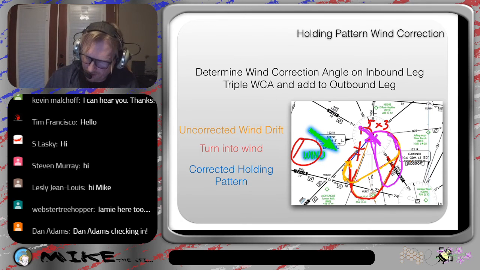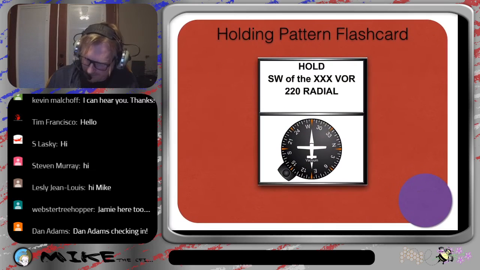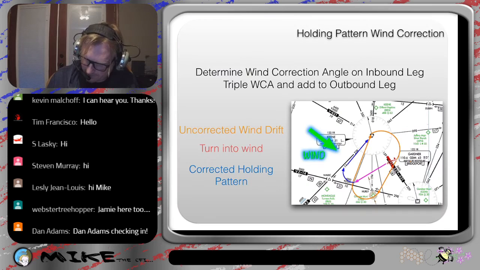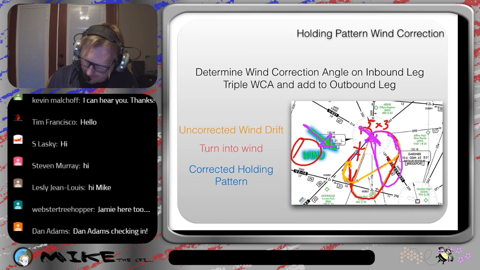So if you know the winds are going to be blowing from a particular direction, and this comes with a little bit of experience too, it's good to hedge your bets a little bit and kind of pick a heading that you think is going to get the job done, and then you can use that as your initial reference for making any further corrections down the road.